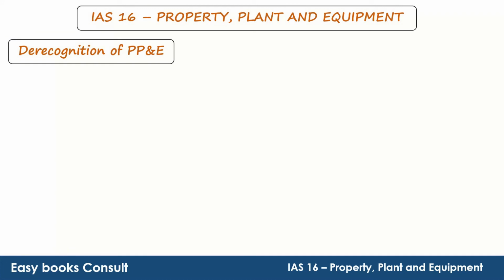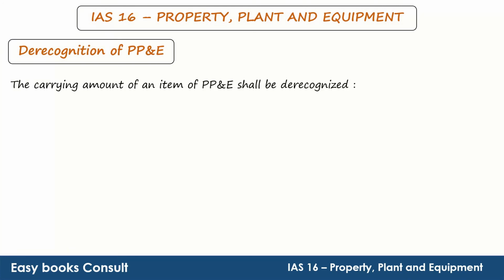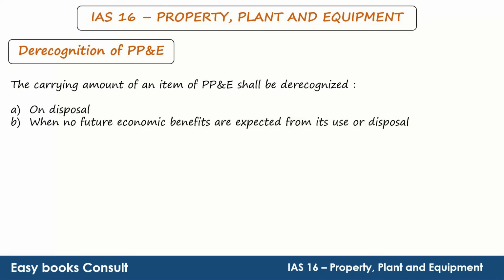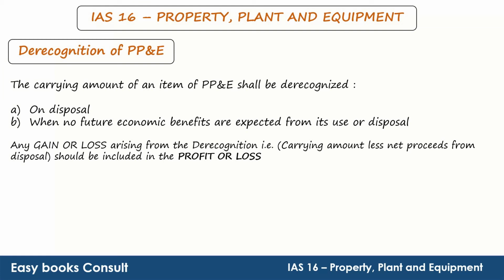Derecognition of PP&E. The carrying amount of an item of PP&E shall be derecognized on disposal or when no future economic benefits are expected from its use or disposal. Any gain or loss arising from the derecognition, i.e. net proceeds from disposal less carrying amount, should be included in profit or loss. Gains are not classified as revenue.